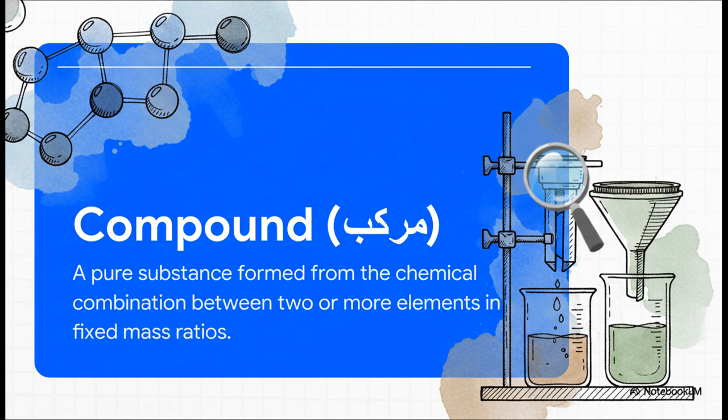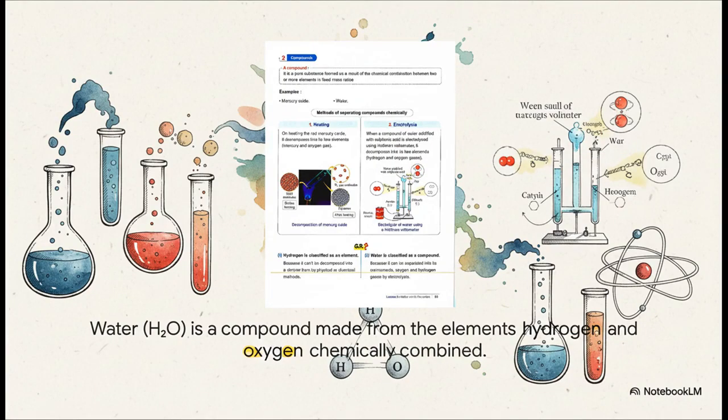Okay, the second type of pure substance is a compound. This is what you get when two or more different elements chemically combine. That means they join together to make something brand new. And a perfect example of a compound is water. You've probably seen its chemical formula, H2O. That just means it's made of two elements, hydrogen and oxygen, that have chemically bonded together. You can't separate them with a filter. You'd need a whole chemical reaction to break them apart.